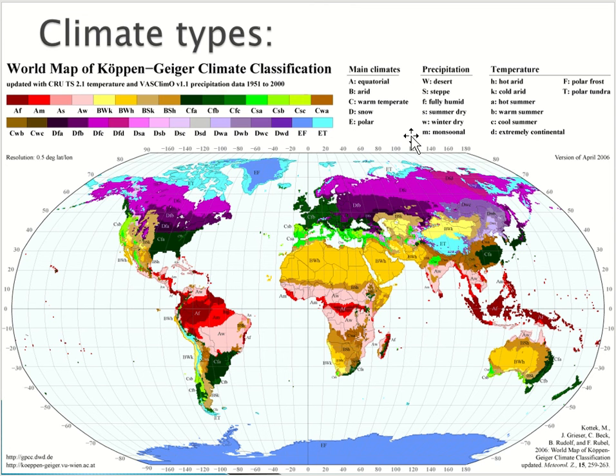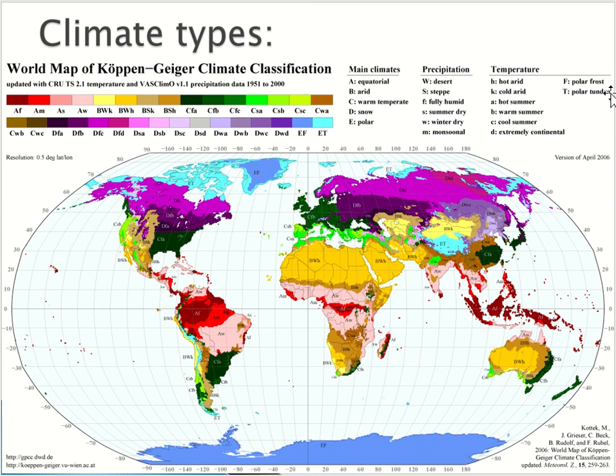That's the main climate, A, B, C, D, E. And there's a description of precipitation. This will be the second letter in these little series: desert, steppe, fully humid, summer dry, winter dry, monsoonal. And then also a description of the temperature, so precipitation, temperature: hot arid, cold arid, hot summer, warm summer, cool summer, extremely continental.